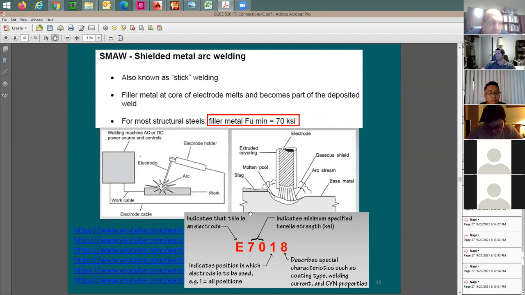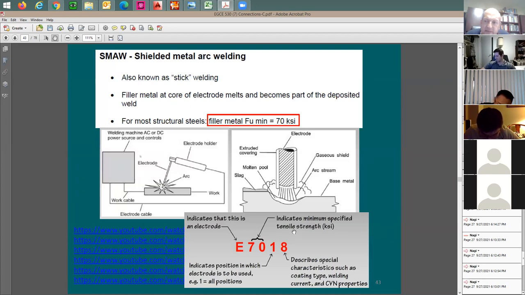For the electrode itself, it says E70, and 70 is going to be, in KSI, the tensile strength of the welding material. Usually the ultimate strength of the steel is going to be, let's say, 65 KSI for grade 50 steel. Here we have 70 KSI. So generally speaking, the welding material is stronger than the steel itself. In all cases, this welding material is going to be stronger than the steel material of the steel section.